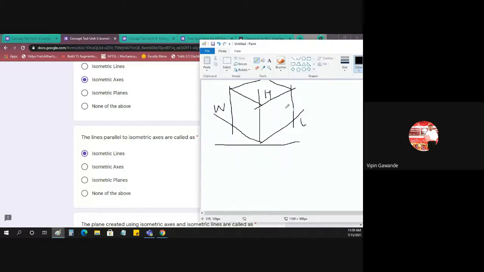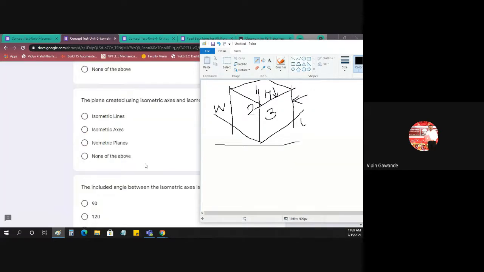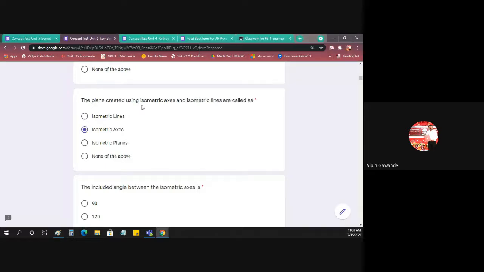So the lines which are drawn parallel to the three isometric axes are called isometric lines. Now the planes which are formed by the isometric axes and the isometric lines, these are called what? The planes created using isometric axes and isometric lines are called isometric planes.